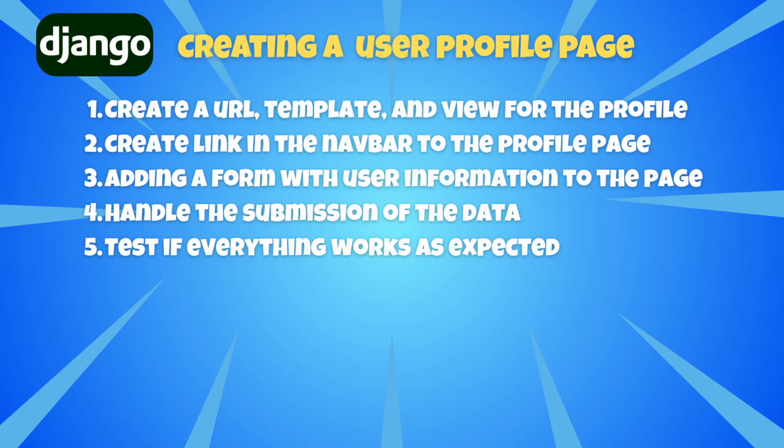To do that, we'll follow 5 steps. We'll start by creating a new URL, template and view for the profile page that we will be creating. Next, we're going to create the link in the navbar to the profile page so the user can access it. Once that is ready, we can add a form on that user page with all of the user's information where they can edit their profile page, and we can handle the submission of the data to our database. And as a last step, we'll test if everything works in the way that we expect.